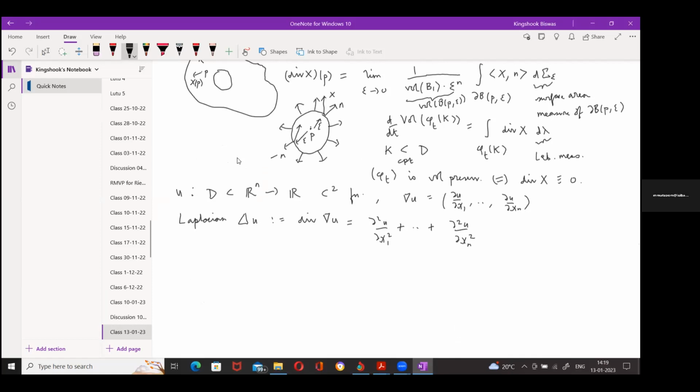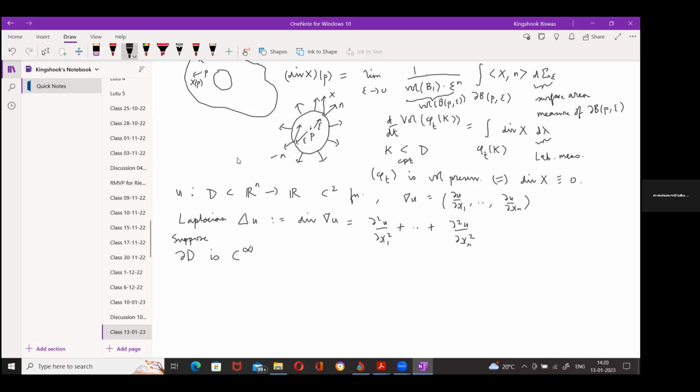What I didn't say last time is that we have this important theorem called the divergence theorem. So suppose that the boundary of D is smooth. That means it's a smooth submanifold of R^n of dimension n minus 1. If you know what that means, fine. If you don't, we'll define it anyway in the course.